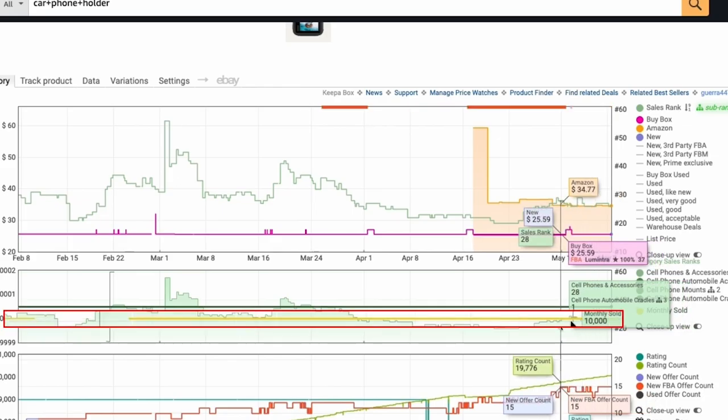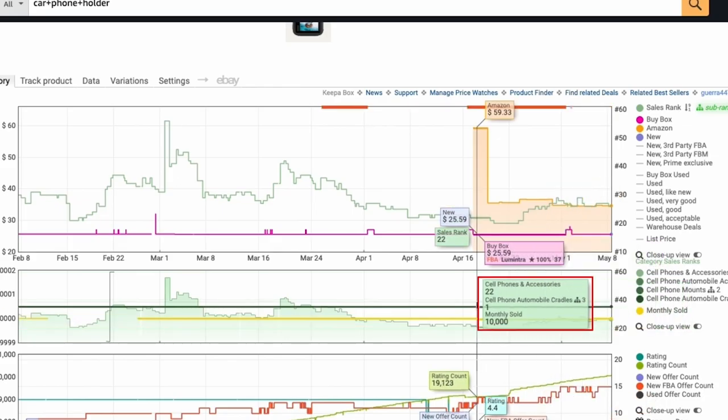Below that, you'll see a yellow line. In the green box, it says the monthly sales are 10,000 units, and that's the estimated monthly units sold. And this is one of the strongest indicators of demand because remember, if a product isn't selling, your money is just sitting dead in a warehouse.